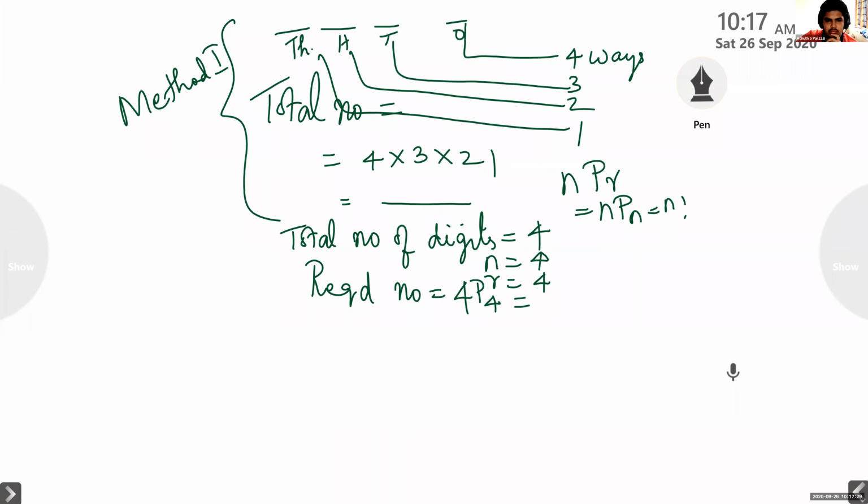What will be 4P4? 4 factorial. Okay, the same answer, only here also you are getting 4 into 3 into 2 into 1. So it is 24. Okay, if the method is not specified, either you can do it by using the principle of counting or you can use the permutation. Here 4 objects are given and we are arranging all the 4 objects. So it is 4P4.